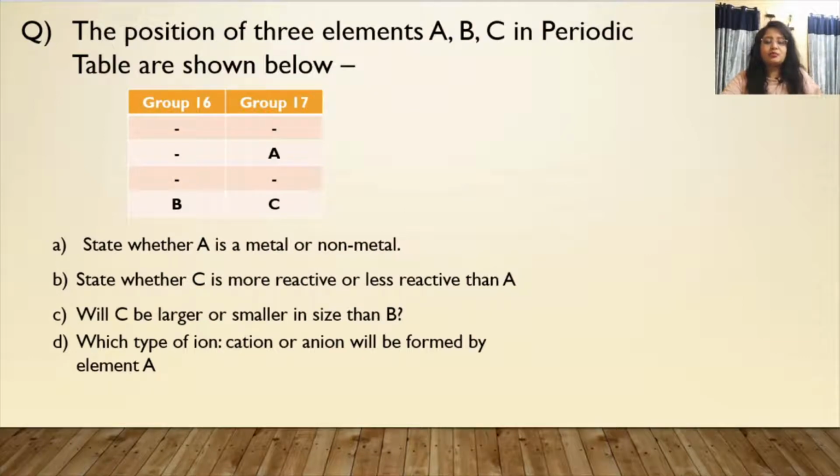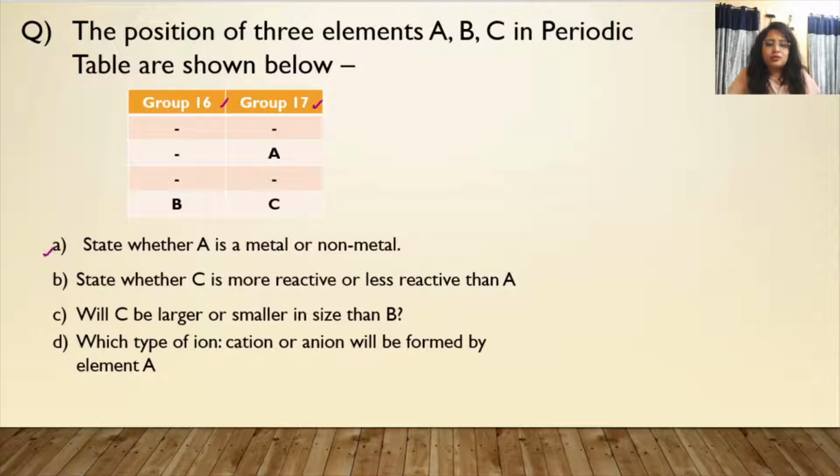The question is, the positions of three elements A, B, C in the periodic table are shown below. Here there is group 16 and group 17. There is one element, B, in group 16, and in group 17 there are A and C. Now, these are the positions in the periodic table. Now, come to the questions.